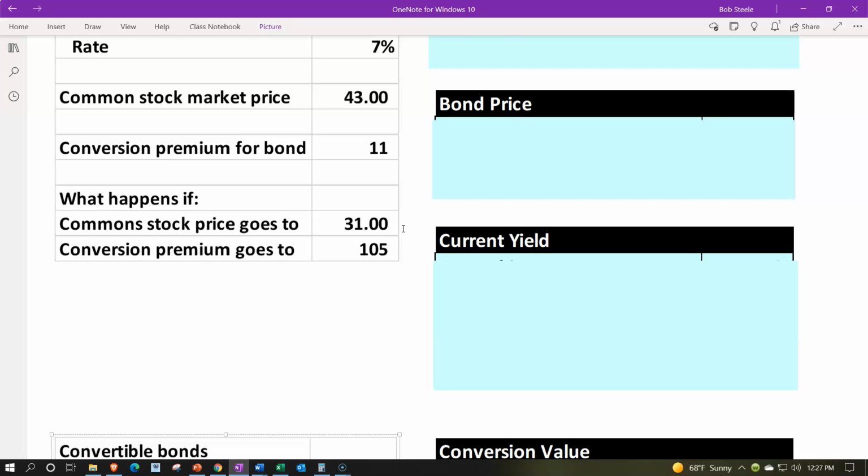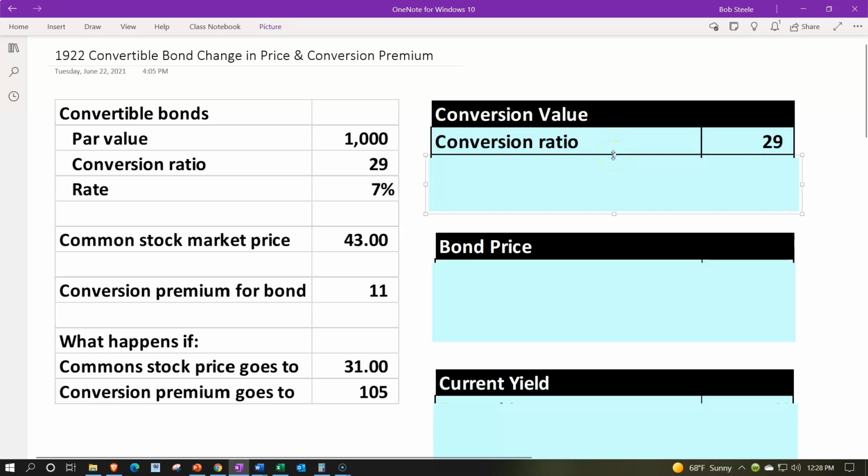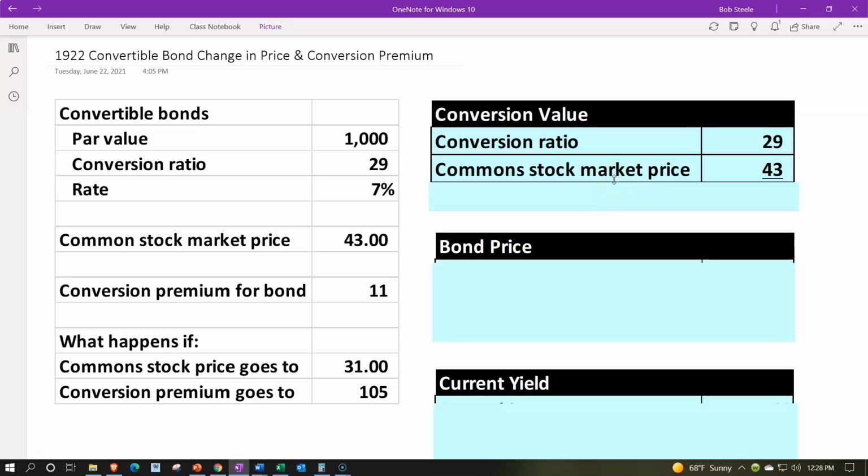So we'll do the comparing and contrasting of this point in time and what could happen or change in the future. So we're going to start off with this top component here, and then we'll take a look at the change in the bottom half. So the conversion value, what would the conversion value be? The conversion ratio is 29, and the common stock market price is $43. In other words, if we took the bonds and converted them to stock, we would get 29 shares of stock that are valued currently on the market at $43.